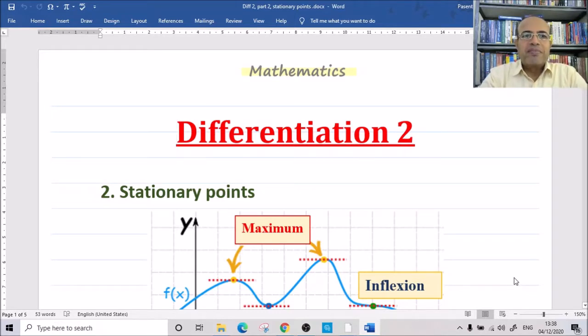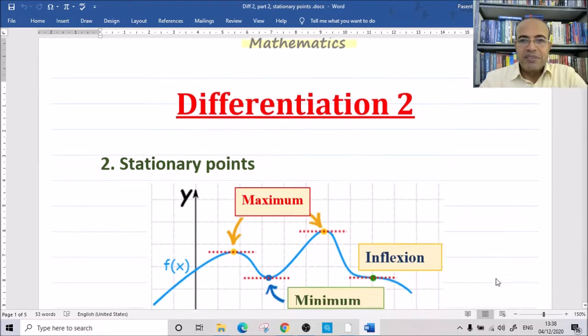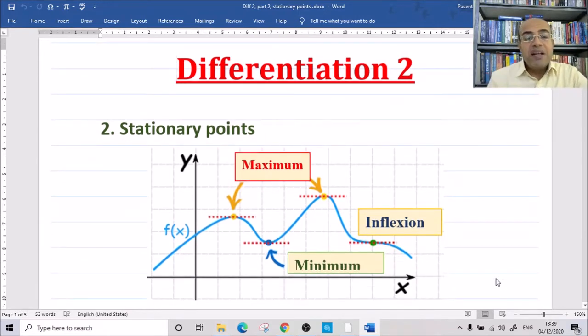السلام عليكم. Stationary points نقط توقف, or we can say turning points نقط انعطاف أو دوران. What are the stationary points? Look at the graph. In that graph we have points at which the gradient of tangent الميل equals 0.